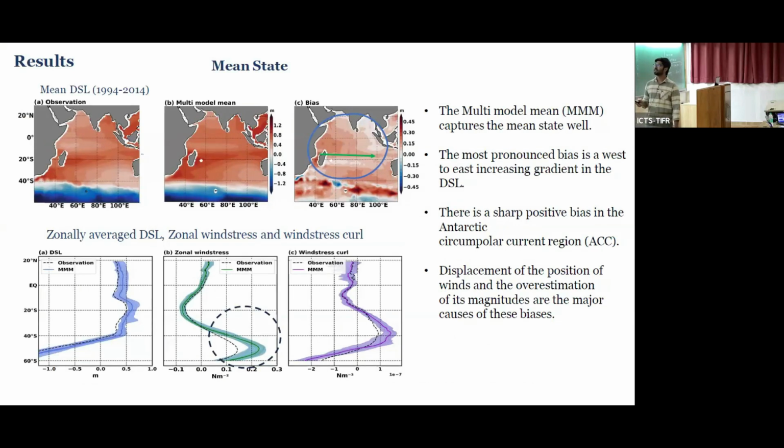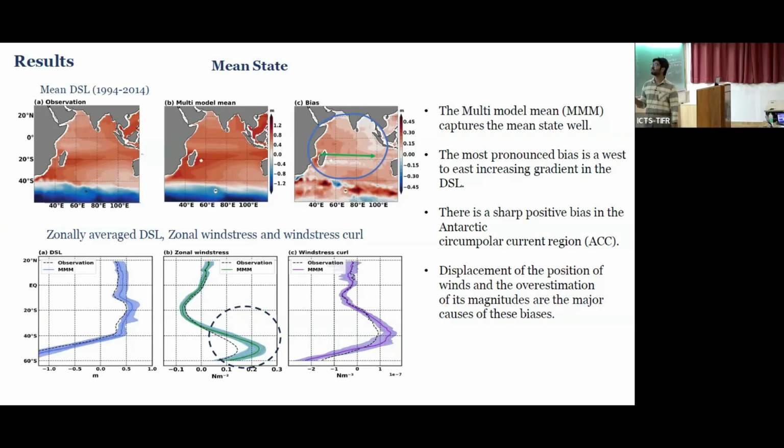So this is the mean state of dynamic sea level calculated from the observation, that is the satellite data from 1994 to 2014. We limit it to 2014 because the models are only run up to 2014. After that, the scenario map takes care of the run. So the historical runs end at 2014, and the observation only starts from 1993. So we just take a 20-year window to study the mean state. So this is the observation, and this is the model mean.